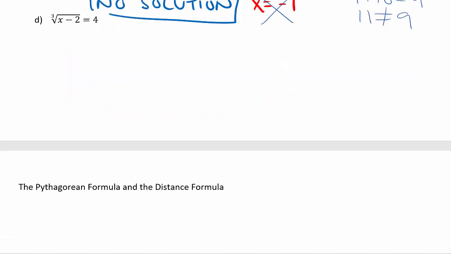Finally, this technique also works for other types of roots. In example D, I have a cube root. If I want to get rid of a cube root, I cube both sides. That gets rid of the radical.